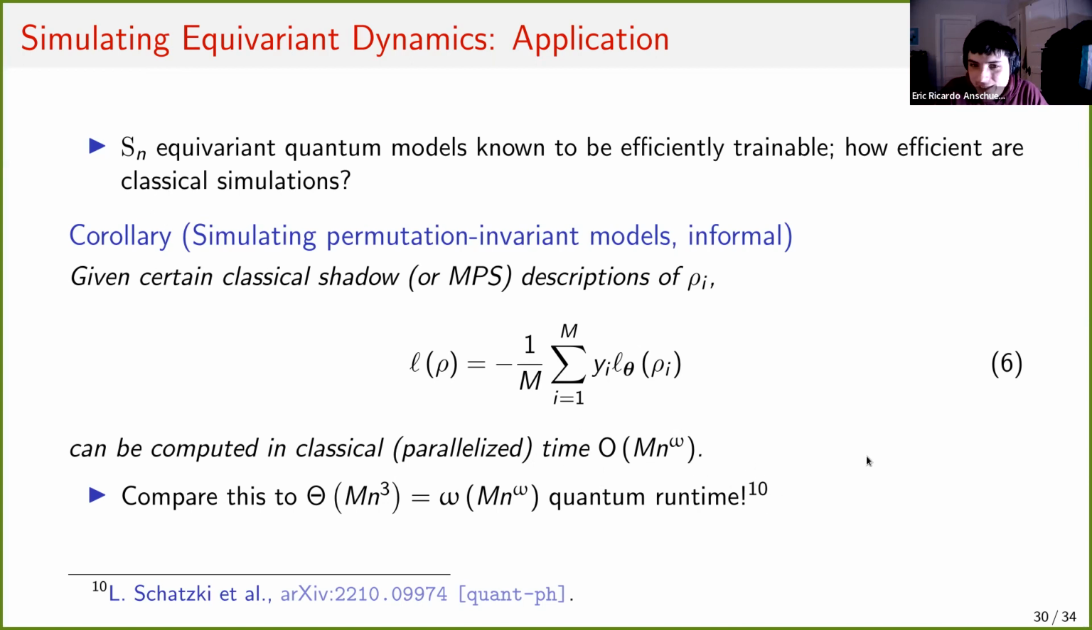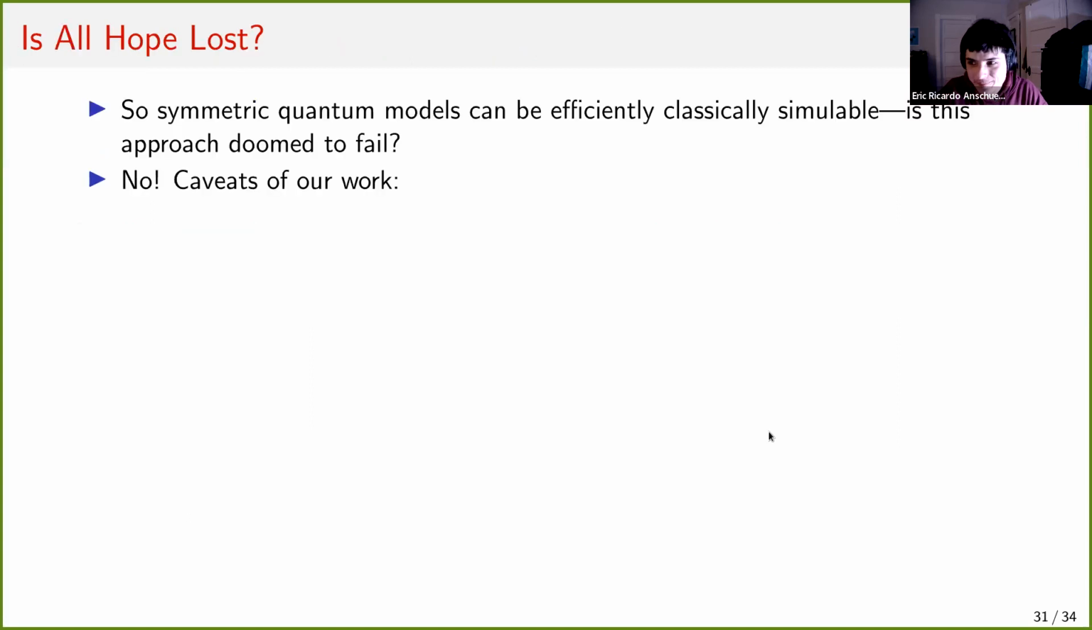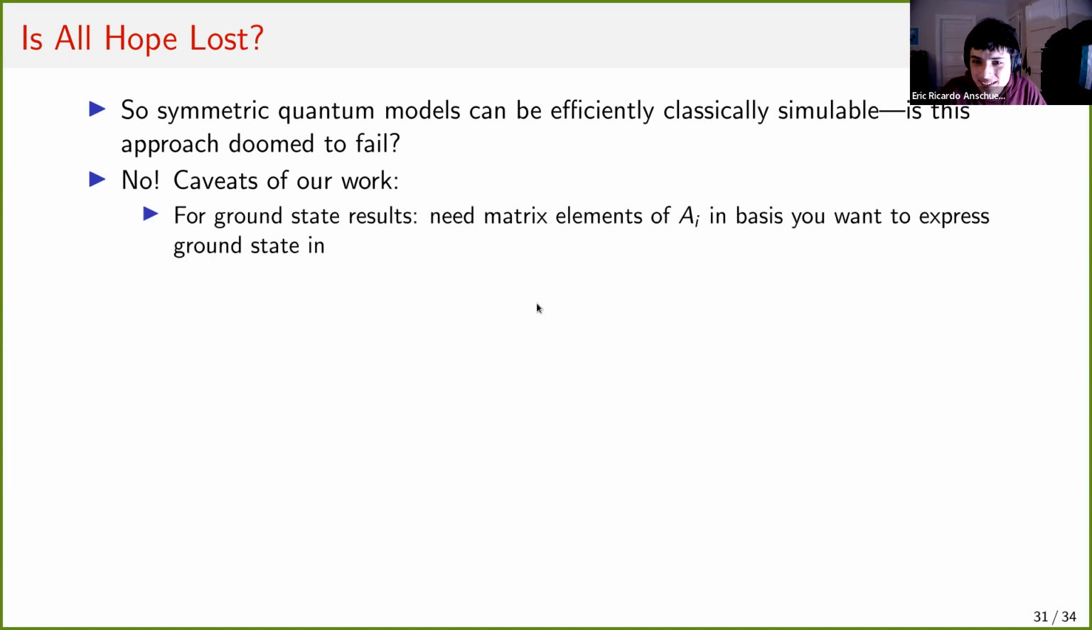So this was interesting. But okay, really the summary of this is that symmetries are good for making QNN models trainable, but you have to be careful and not apply too many symmetries, because then they can be classically simulatable. But there are some asterisks to everything that I've just said.